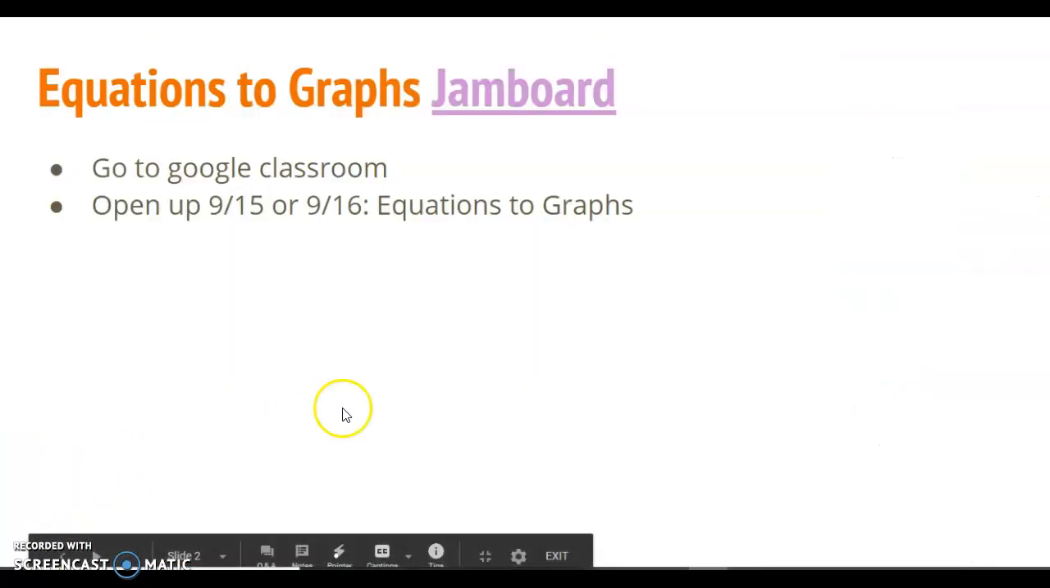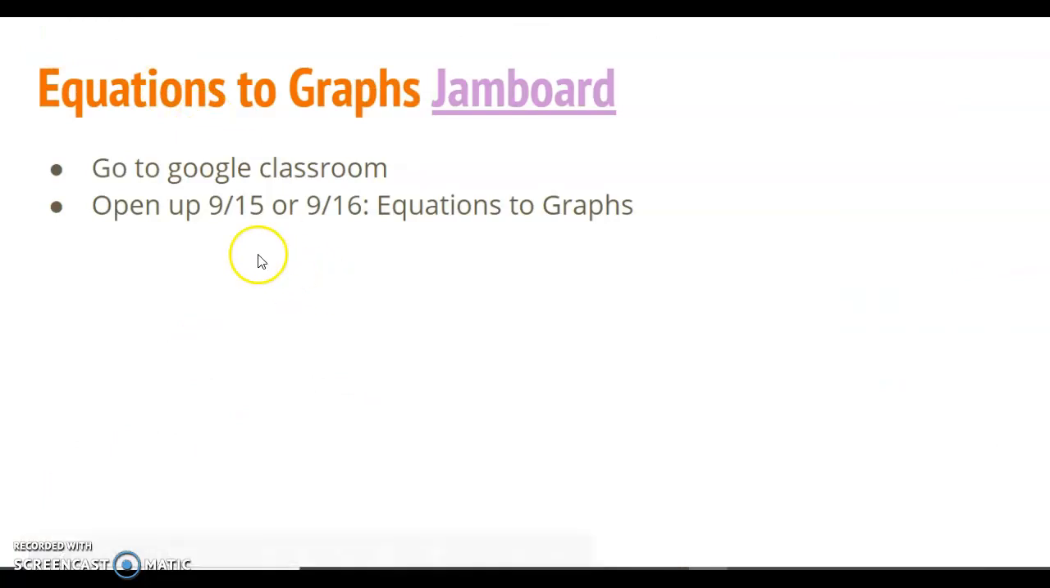After we were done taking notes, we went to Google Classroom and opened up the Jamboard that is dated 9/15 if you're an A day, or dated 9/16 if you are a B day. It is equations to graphs. Let's go to Jamboard real quick.